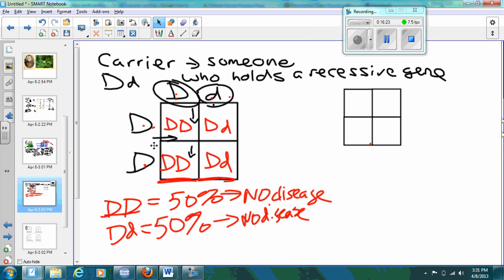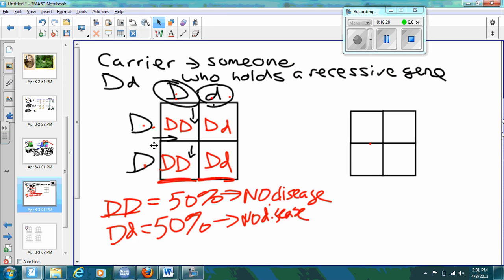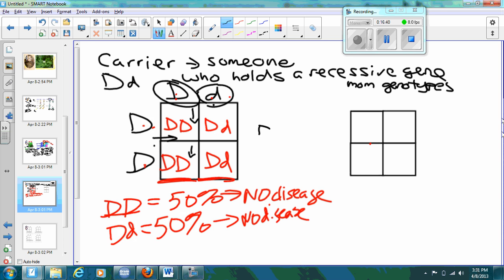Okay, so here's this one. You put the parent genotypes on top. So we need our mom genotype on top and our dad genotype. So let's do something like dwarfism. Dwarfism is a dominant disorder. That's when people are really short, like on Little People Big World. So let's say you have my mom, who's a dwarf, and she's heterozygous.